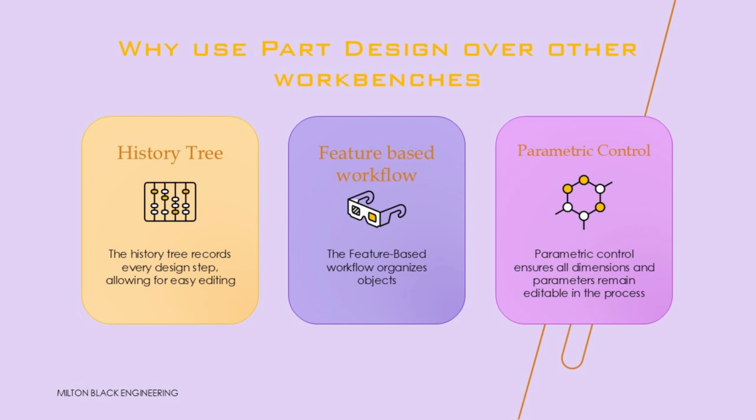History tree. Every step of your design is recorded in the history tree, allowing you to go back and edit specific features. Feature-based workflow. Instead of manually shaping objects, you define each feature individually, which keeps your design organized. Parametric control. As I mentioned earlier, all dimensions and parameters remain editable throughout the process. This makes part design especially useful for engineering projects, product development, or anything requiring detailed accuracy.